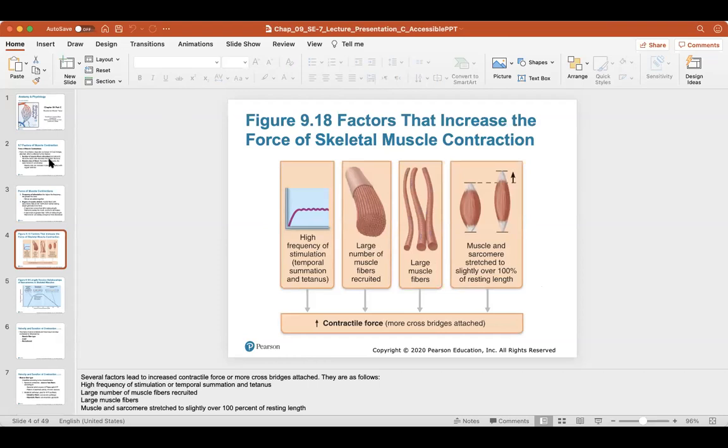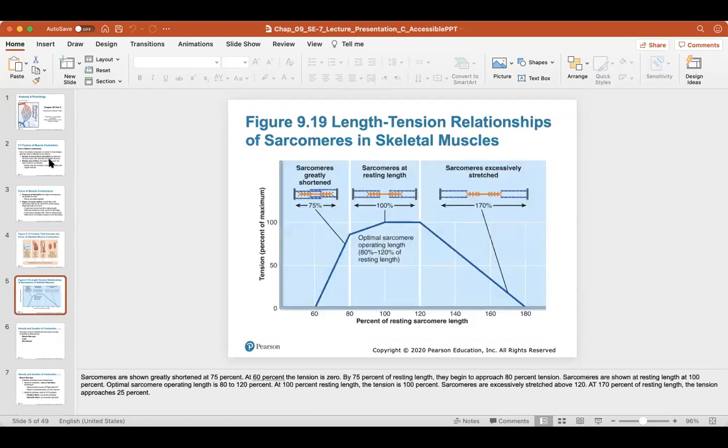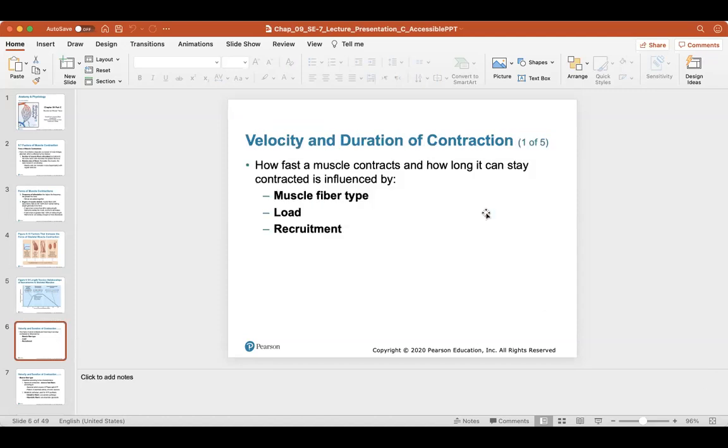So this is a look at the factors that increase force of skeletal muscle contraction, which you should know, these 4 factors. Here's the length-tension relationship of the sarcomeres in skeletal muscles, showing the percent of resting sarcomere length and then the tension. So sarcomeres greatly shortened will give about 75% tension. Sarcomeres at resting length are about 100% tension. And then sarcomeres extremely stretched give about 170% tension.